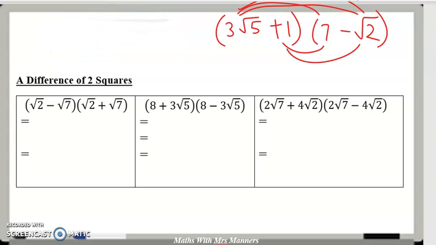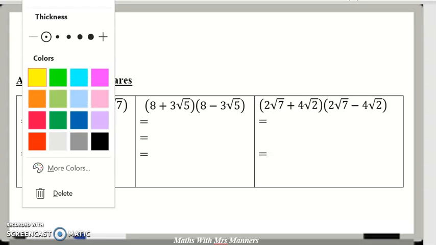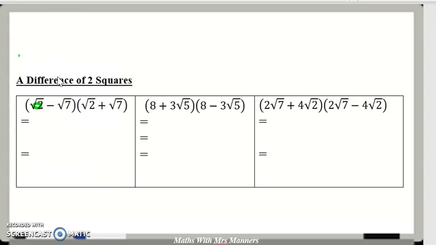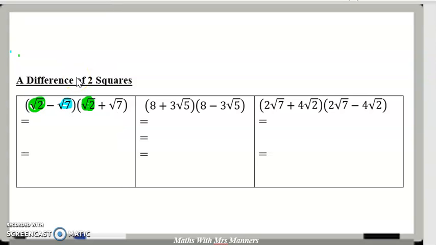So we're going to be looking at special binomial products in this video, and the first special binomial product we will look at is a difference of two squares. You need to be able to recognize a difference of two squares. They have a very distinctive look and are quite nice to look at. What you've got is the same terms in both brackets, except they are separated by different signs.